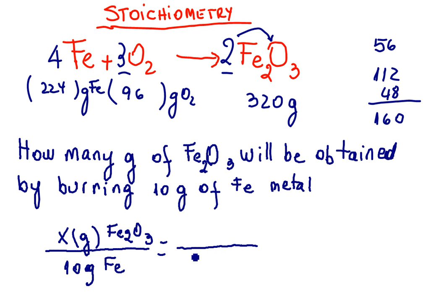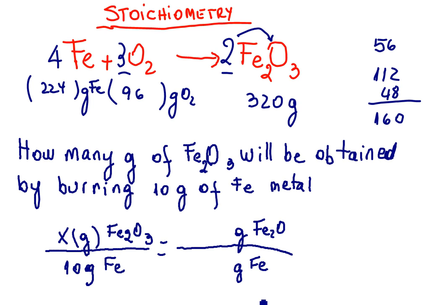So we are going to do exactly the same that we did before. We are going to make an equal sign. You draw a line, and we are going to put here the same units, grams of iron oxide and grams of iron here. Yes?